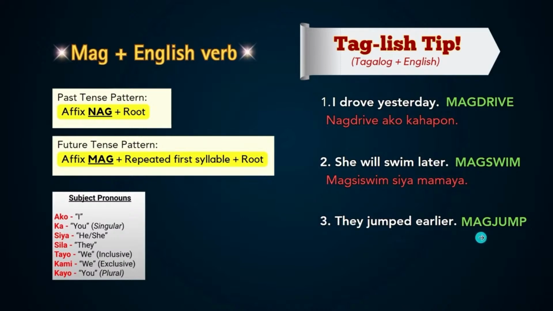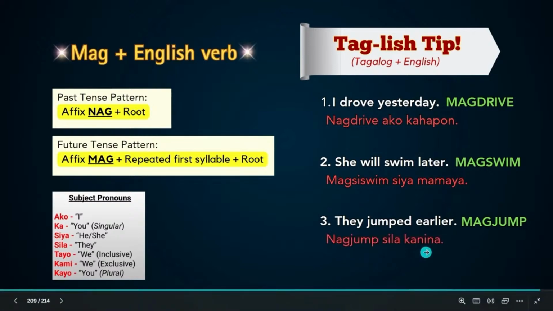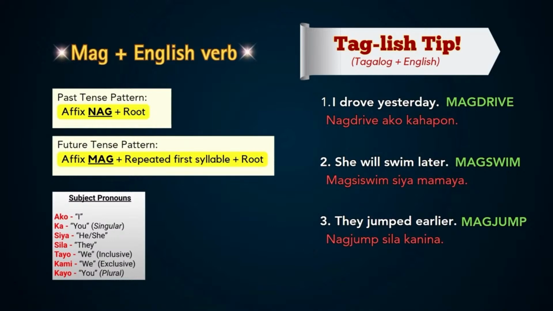Lastly, they jumped earlier. If I told you to use mag jump, it would be nagjump sila kanina. The affix is nag, then it's the root for a past tense conjugation of mag verbs. So nagjump sila kanina. So that is just a quick way to use Taglish, but I do encourage you to go back and look up these words in Tagalog so that you can say the whole phrase in Tagalog eventually.